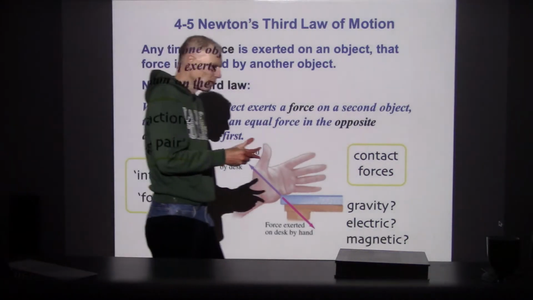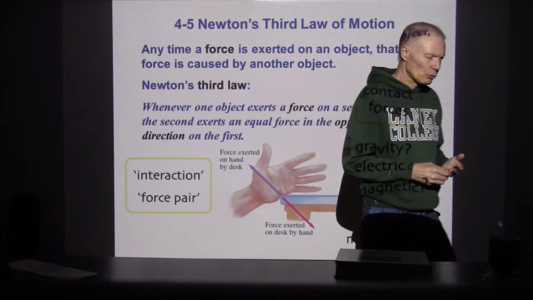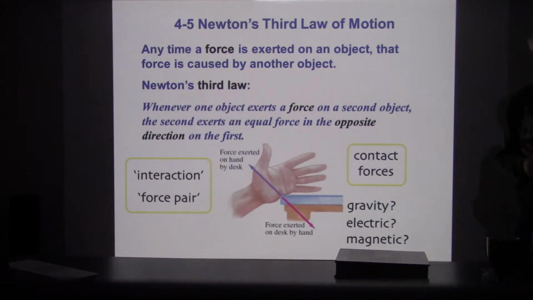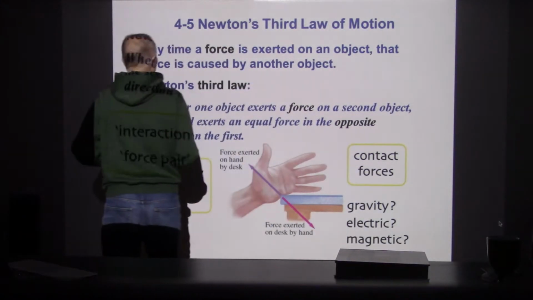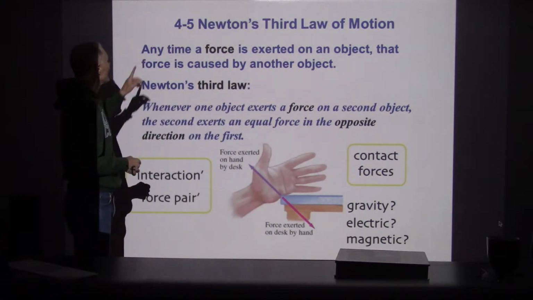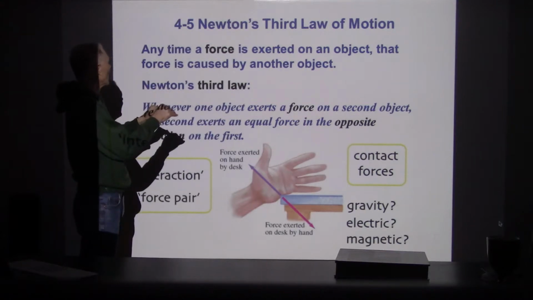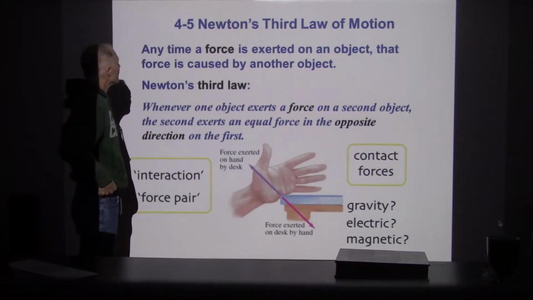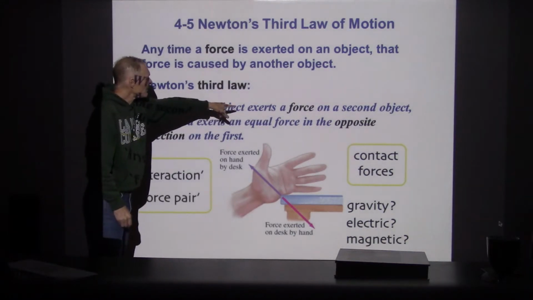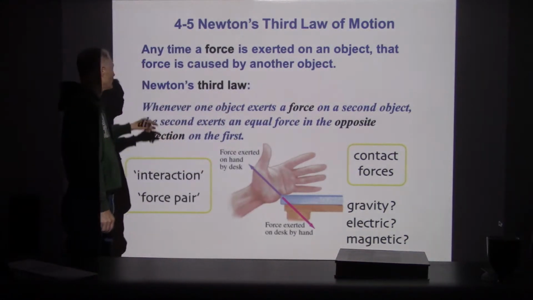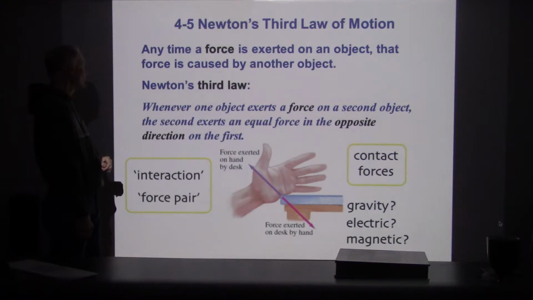So the first and second law were included in that formula that we just took a look at. But the third law has a little different feel to it. The third law says this: any time a force is exerted on an object, that force is caused by another object. Whenever one object exerts a force on a second object, the second exerts an equal force on the first.